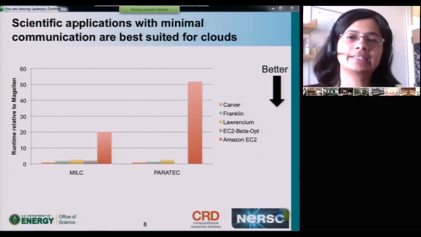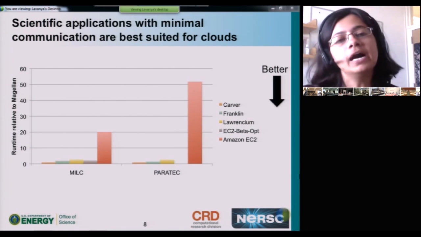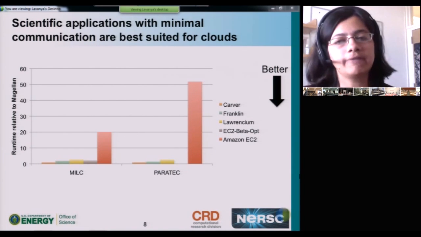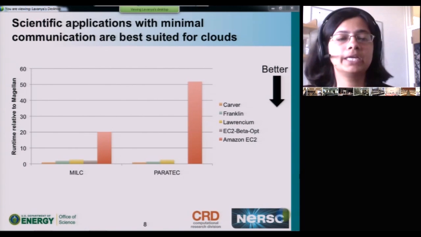I'm moving on here to the next slide, which is actually a continuation of the same slide, but it's on a different scale, and it'd be hard to see them both on the same graph. So it's the same thing here. We have two more apps here, Milk and Paratech, and by the time you get to Paratech's communication, you're seeing on Amazon EC2 about a 50x greater performance difference.